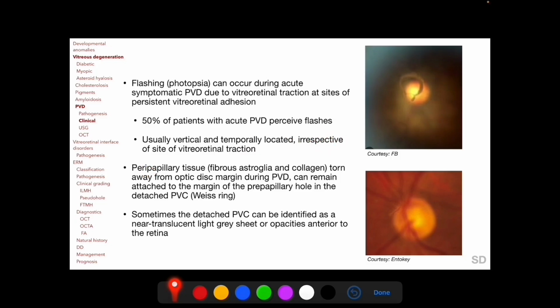Peripapillary tissue, chiefly fibrous astroglia and collagen, torn away from optic disc margin during posterior vitreous detachment, can remain attached to the margin of the prepapillary hole in the detached posterior vitreous cortex, as seen here in this photograph, and this is called the Weiss ring. Sometimes the detached posterior vitreous cortex can be identified as a near translucent light gray sheet or opacities anterior to the retina.